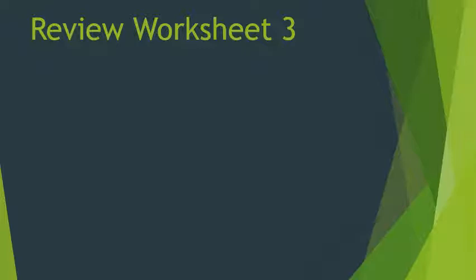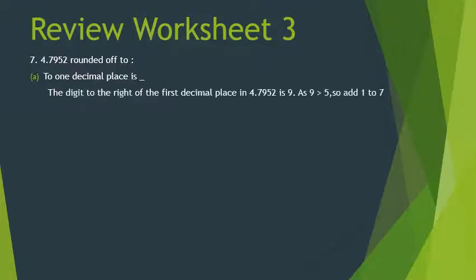So now let's come to question number 7 of review worksheet 3. Part A: 4.7952 rounded off to 1 decimal place is, well, let us see. The digit to the right of the first decimal place in 4.7952 is 9. As 9 is greater than 5, so we will add 1 to 7, which is the digit at the first decimal place, which is the rounding place. So rounding off 4.7952 to 1 decimal place gives 4.8.